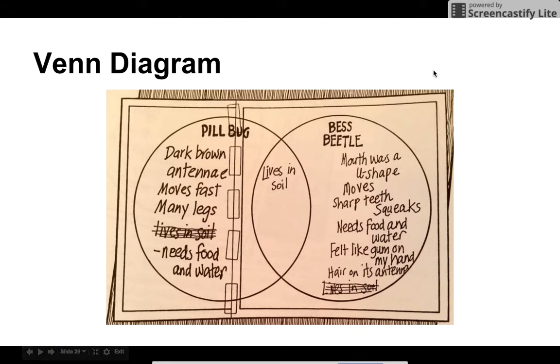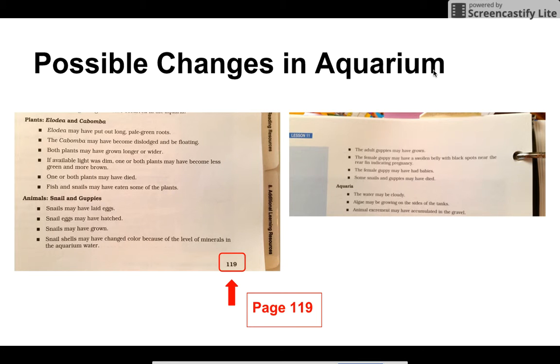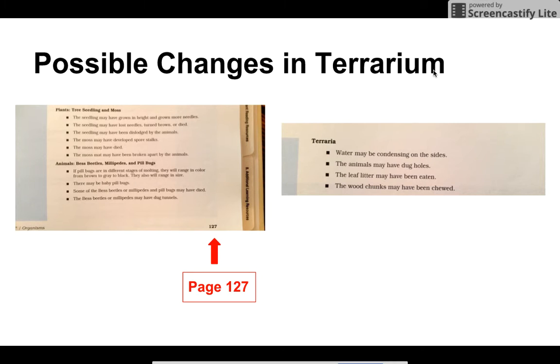Include student observations on your Venn diagram and combine it with the pillbug observations. In lessons 11 and 12, students check in on the aquarium and terrarium to see what has been going on. Some changes that may have happened are listed in your teacher's guide. Both of these lessons have students add to their previous notebook pages that they completed in lessons 4 and 5, rather than create new entries.